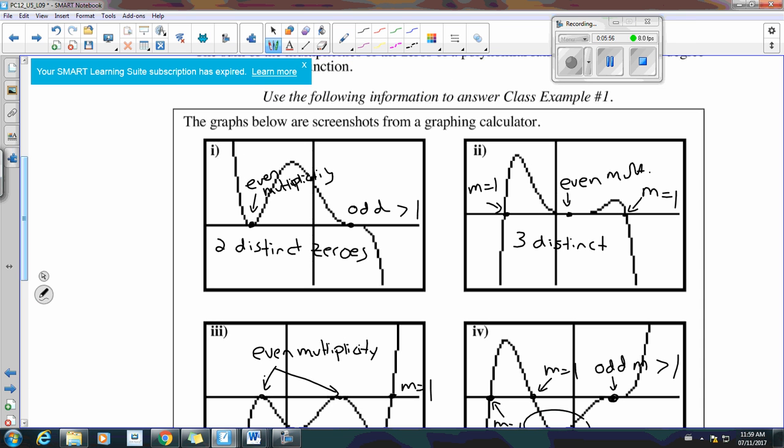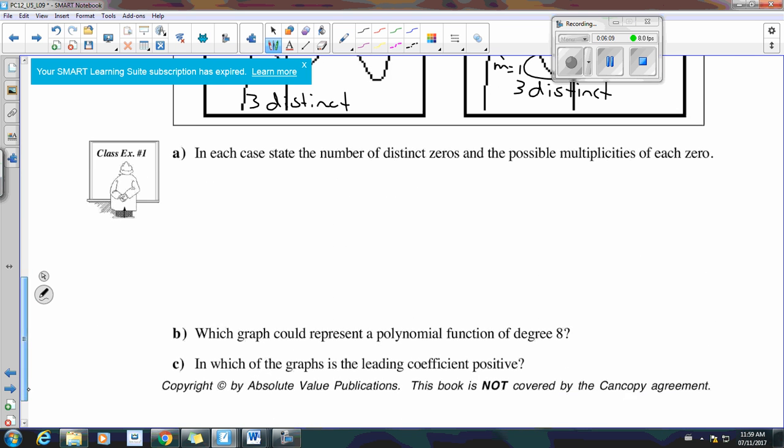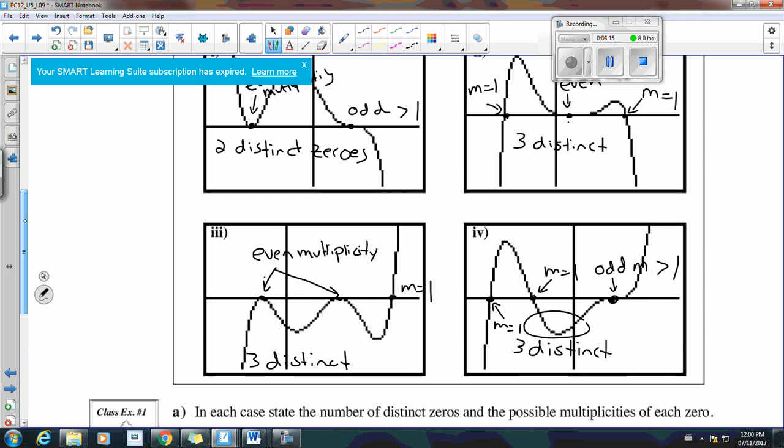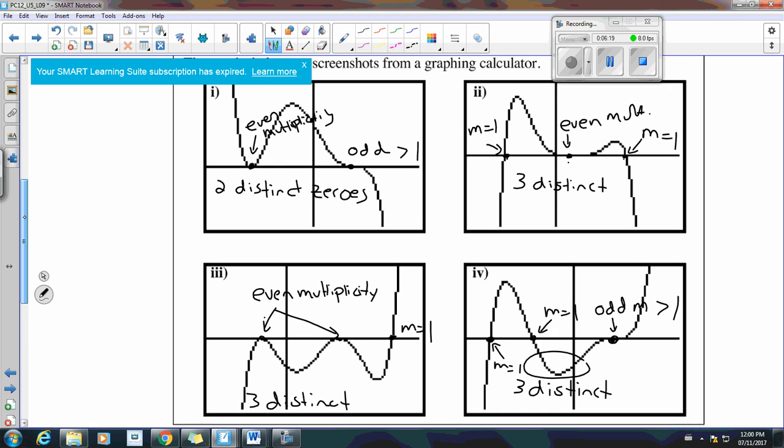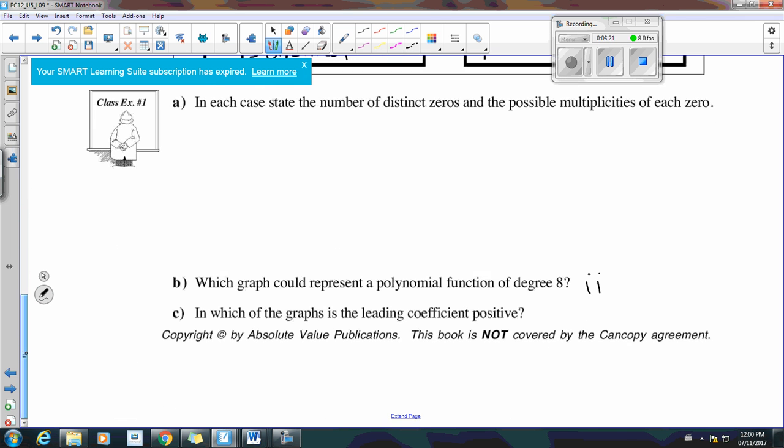So is it possible to get graph 2 to have degree 8? Well, we know that each of these has degree 1, so that's a total degree of 2 right now. If this was degree 6, we would have a function with degree 8. In which of the graphs is the leading coefficient positive? So remember, for the leading coefficient to be positive, the right arm needs to be going up, so that would be 3 or 4. Both have their right arms going up.